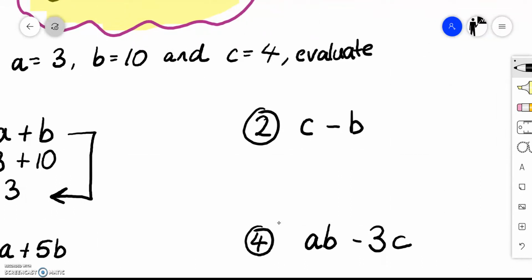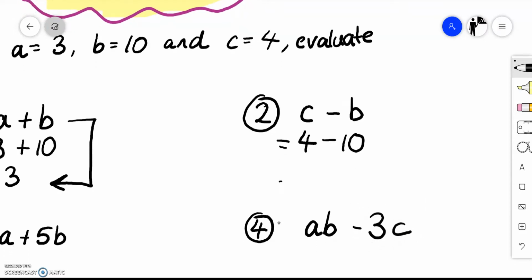Question 2. Evaluate C minus B. So C is 4, B is 10. So we're doing 4 subtract 10. 4 subtract 10 is negative 6.